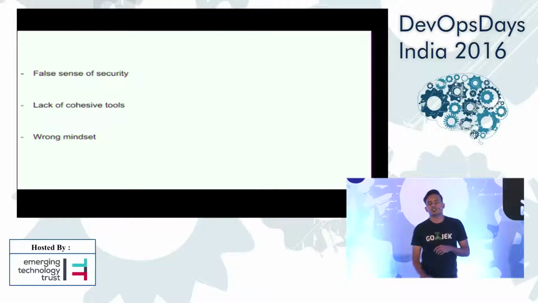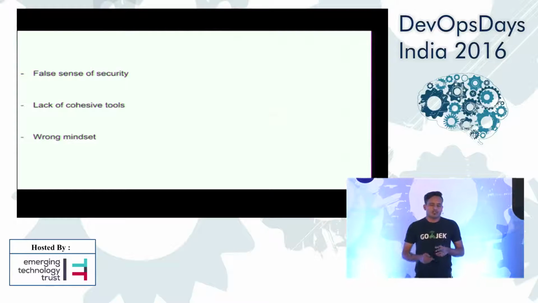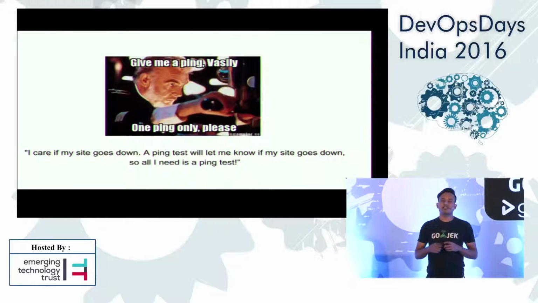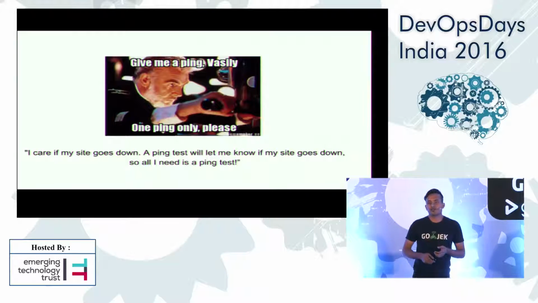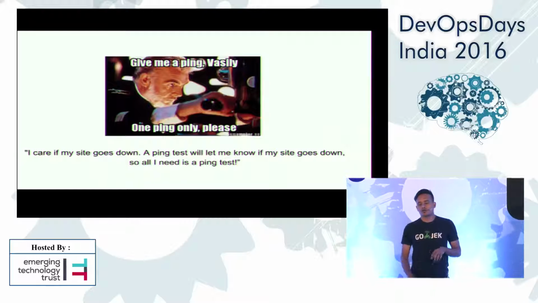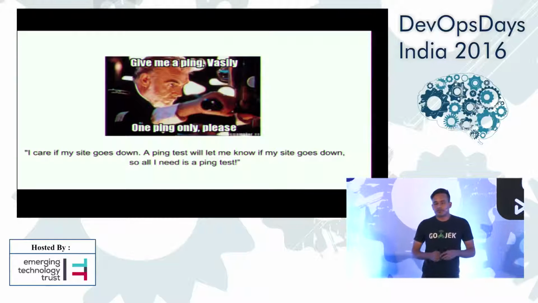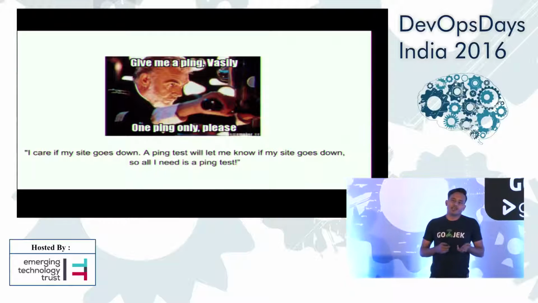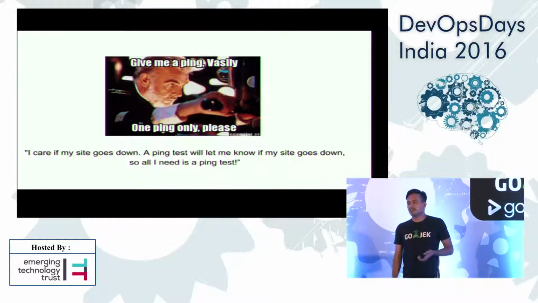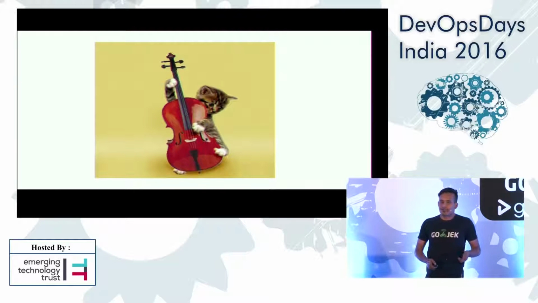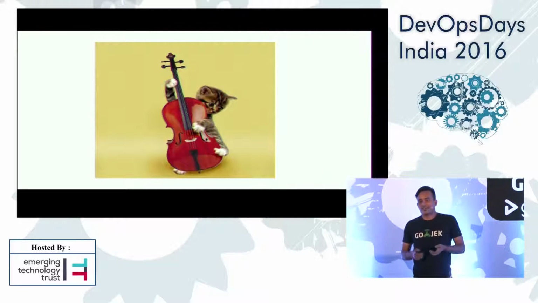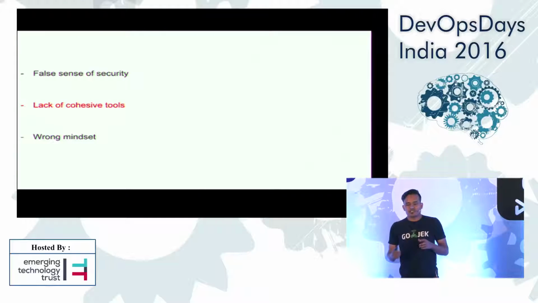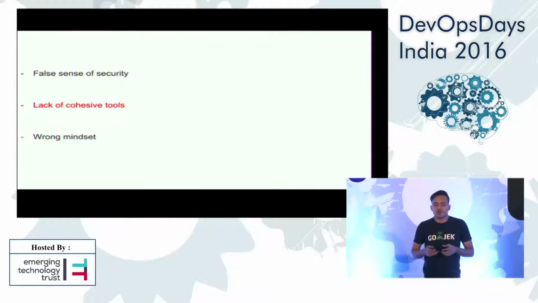First is the false sense of security. What do I mean by a false sense of security? Okay, I have a site. I can set up a ping check on that and see if the site is up or not. A ping check will work, but not in all cases. What happens if a hacker comes in and replaces all the assets with a kitten playing a violin? It is cute, but not an optimal thing to happen. So this is something like a false sense of security.